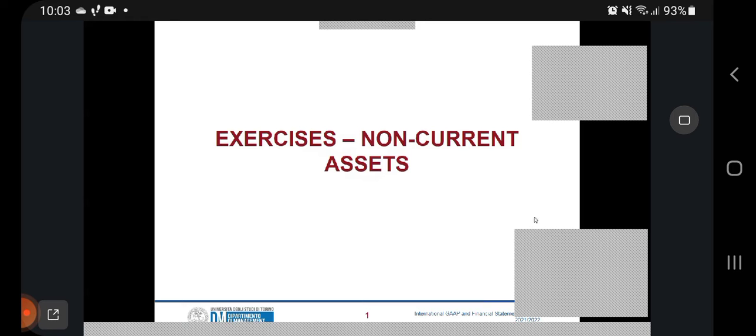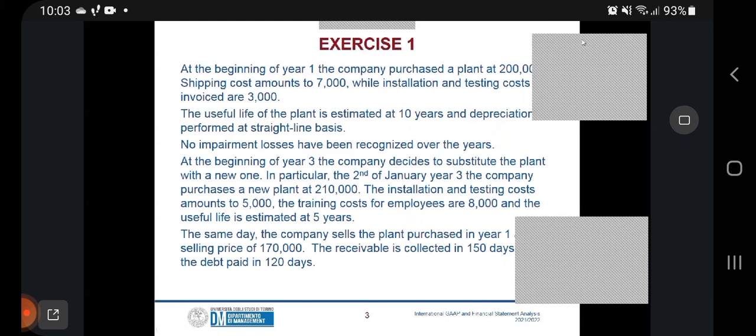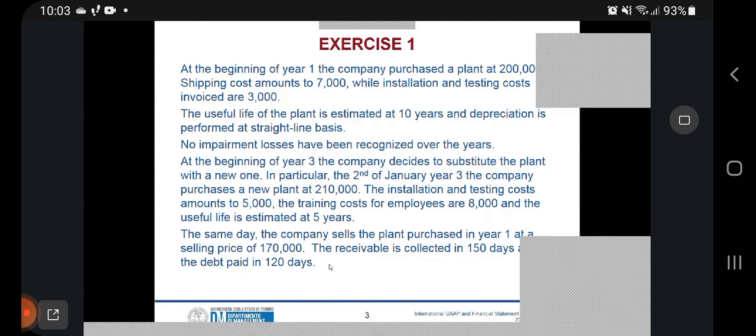So the topic of today is non-current asset exercises. And let's go on. Agenda of today, very easy. Exercise 1. We can read together the text of the exercise.